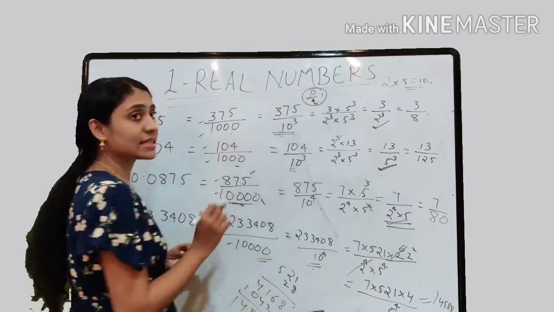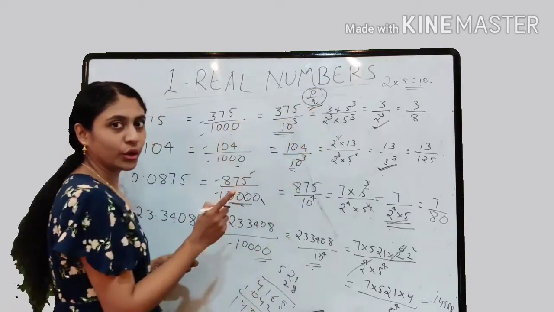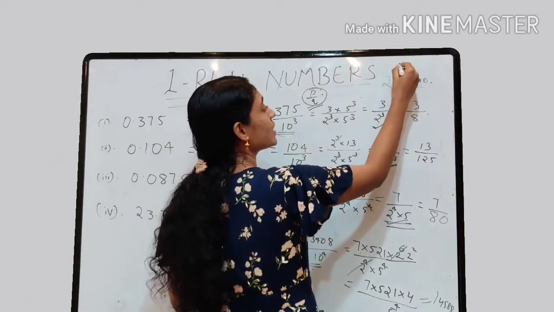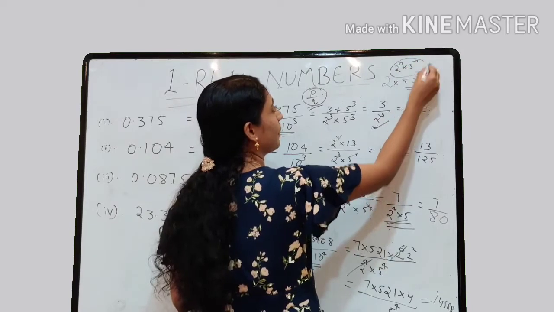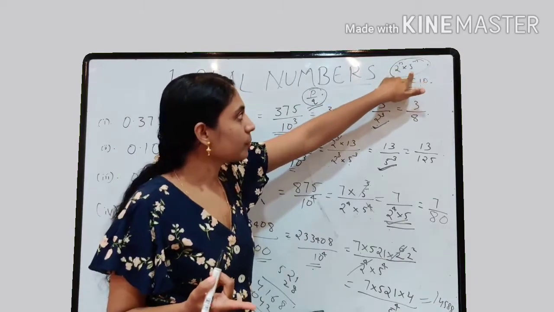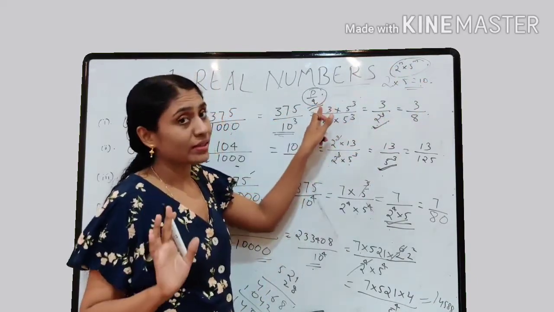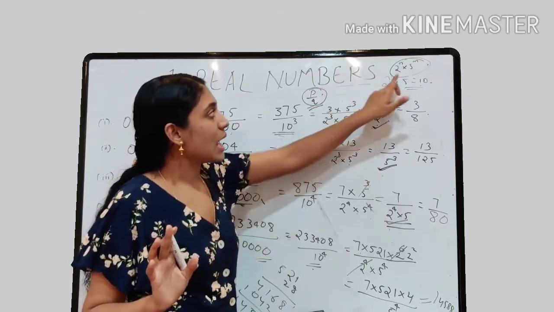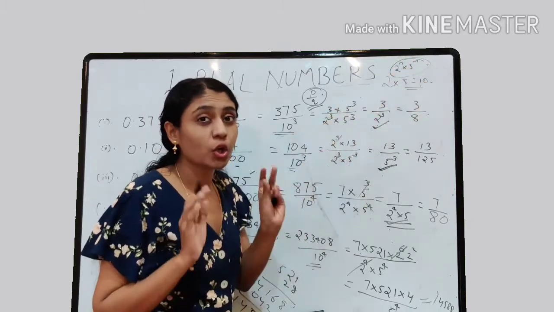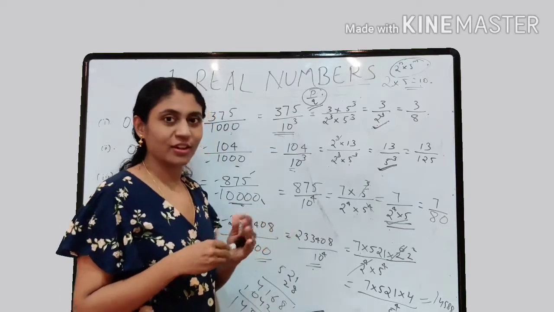So generally we can say the prime factorization of the denominator Q can be expressed in the form of powers of 2 raised to n into 5 raised to m. Either in the power of 2 or in the power of 5 or both. So in general we can express the prime factorization of the denominator Q as 2 raised to n into 5 raised to m, where n and m are non-negative integers or positive integers. Got it?